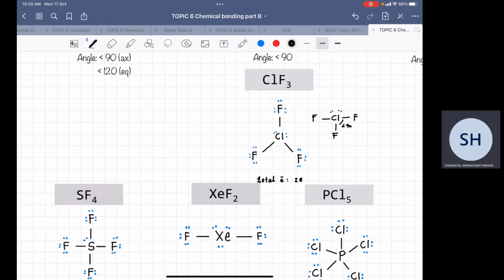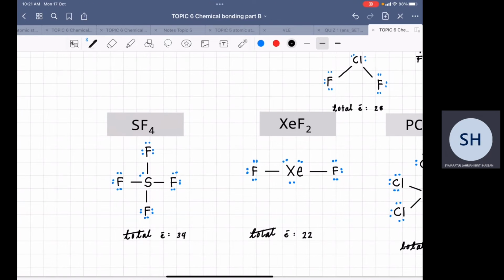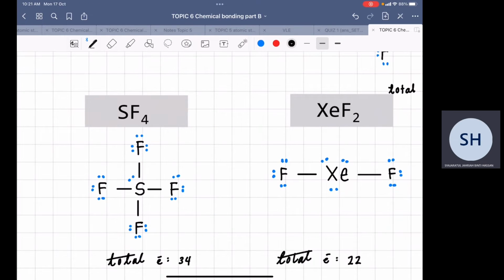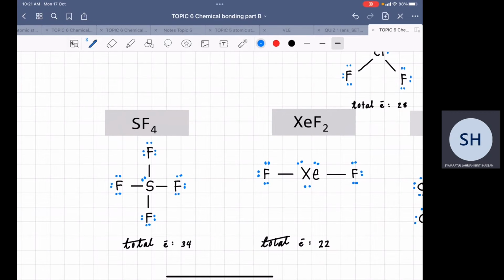Let's look at SF4. For a molecule like SF4, if you don't count its valence electrons, it's very easy to assume that it has 4 electron groups, because SF4 looks stable. But when you draw it properly, you see that it has 5 electron groups. The 5th electron group is actually one lone pair that resides on sulfur.